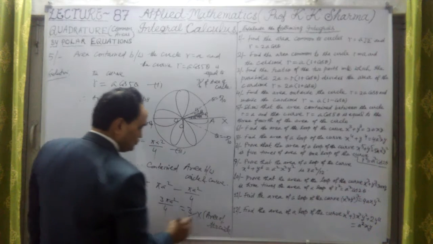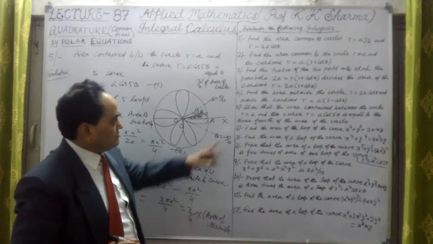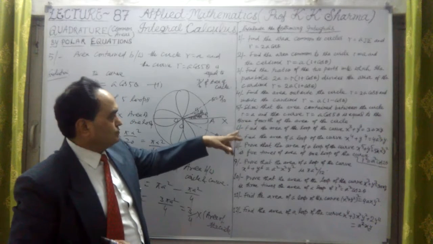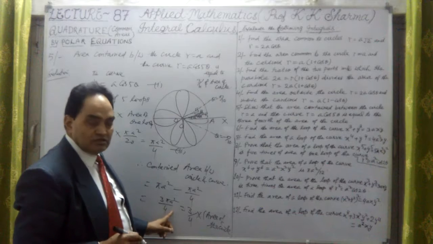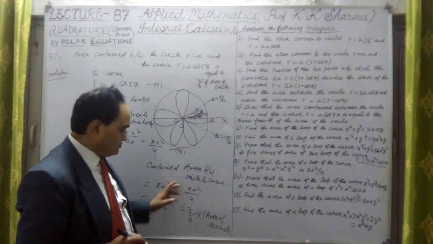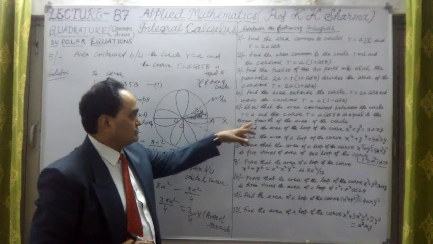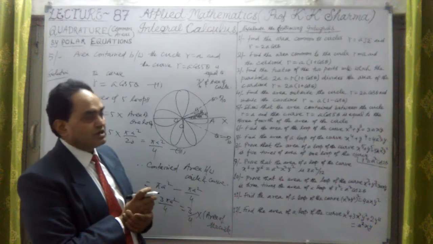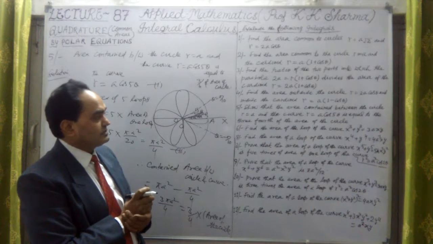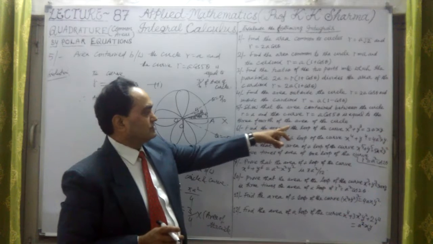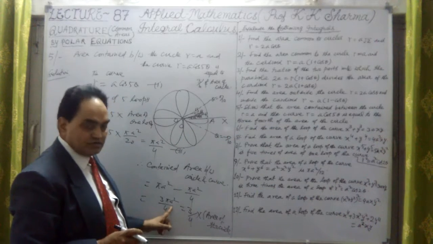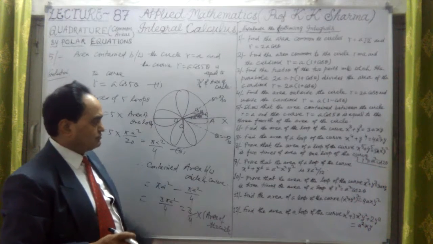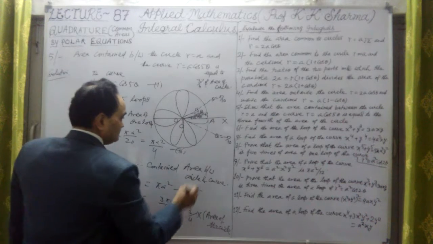So we have to prove that the area contained between these two is 3/4 of the area of the circle. The area of the circle is pi a square. So it is proved here. Hence it is proved that the area between the circle and the curve r equal to a cos 5 theta is 3/4 of the area of the circle. Area of the circle is pi a square here, and 3/4 of this. Hence it is proved.